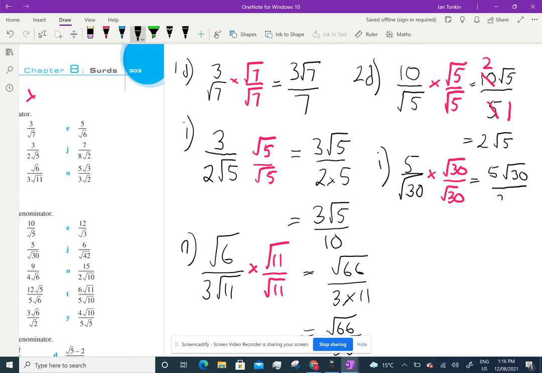Now, root 30 times root 30 is 30. And again, I can cancel here. 5 goes into itself once and 5 goes into 30 6 times. So my answer is root 30 on 6.